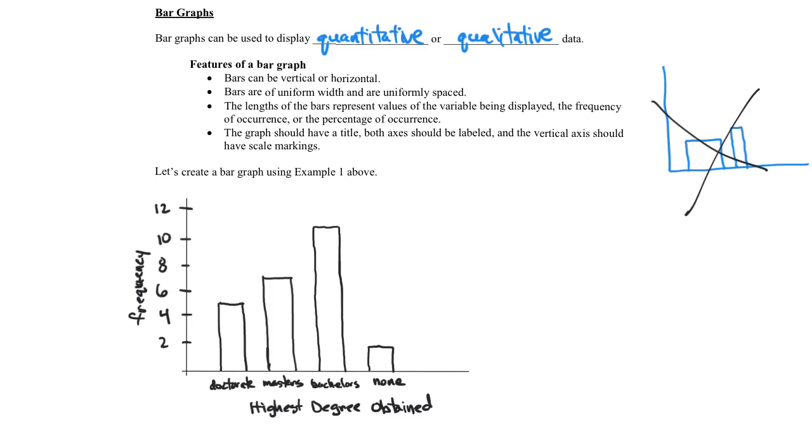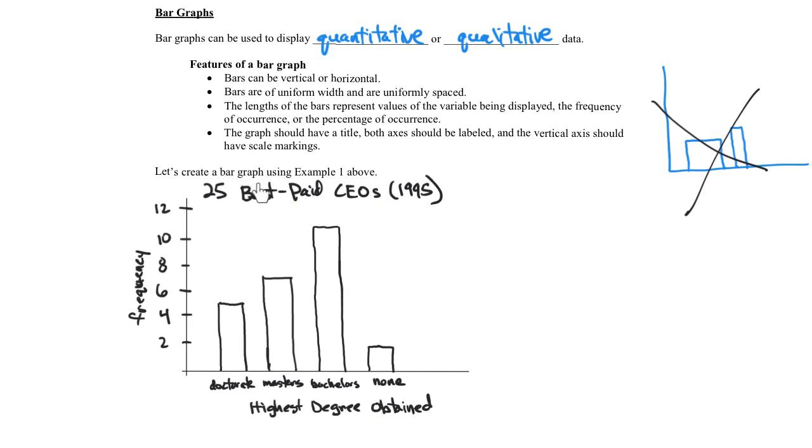So we want to make it so that if somebody looks at this graph, they know exactly what we're talking about. So the title up here, I'm just going to write 25 best paid CEOs, 1995. So this is the title, right? We've got this title here. The vertical axis is labeled and it's got the scale markings. The horizontal axis is labeled.